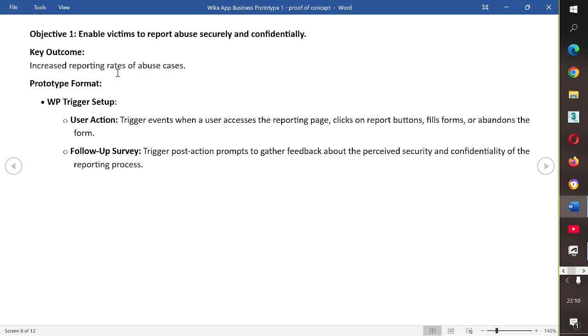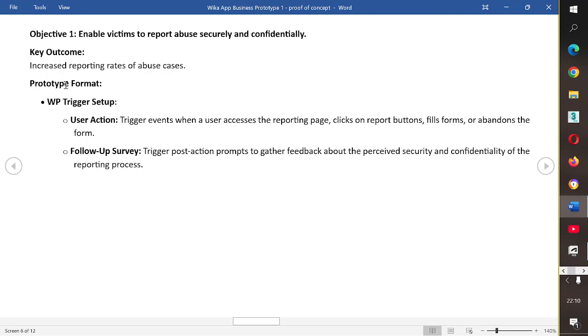So this is objective number one, but I don't have the objectives, but it's to do with enabling victims to report abuse securely and confidently. And that's, of course, even our main value proposition. So that's objective one. The key outcome is this one, which is increased reporting rates of abuse cases. And that's an important metric because wherever we go, that's the metric that's selling us.